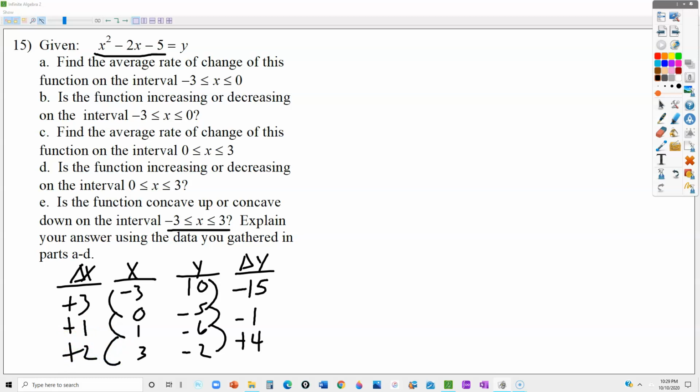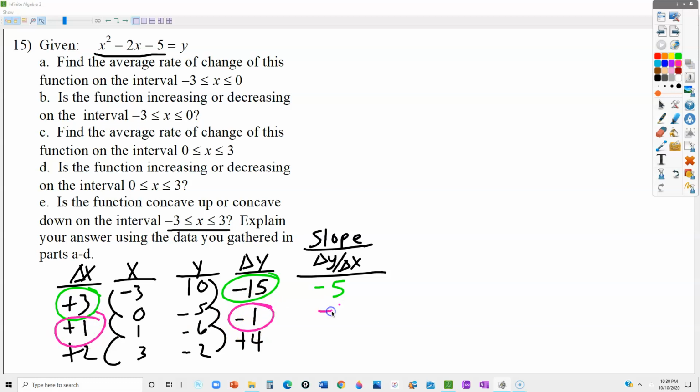The next thing we need to do is find our slope. To do that, you do the delta y divided by the delta x. So my first delta y is going to be divided by my first delta x. If I do negative 15 divided by 3, I end up with negative 5. Then we repeat it with the next pair, negative 1 and positive 1. Negative 1 divided by positive 1 is negative 1. Then I do the next one. Positive 4 divided by positive 2 is 2.